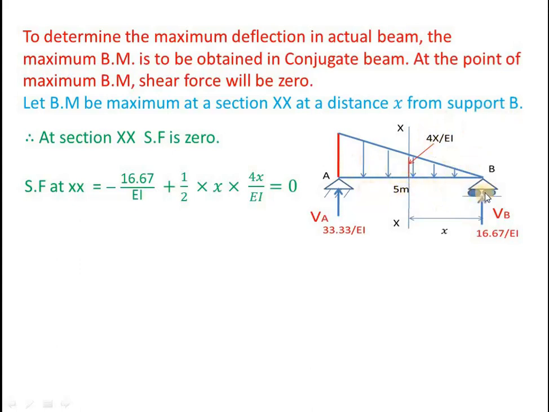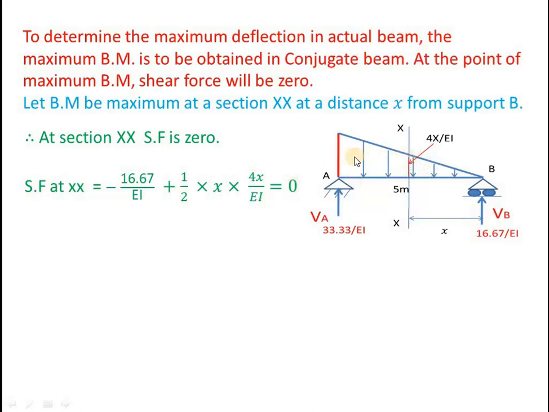Now I am considering the right side. So it is minus 16.67 divided by EI, plus this much load. What is this load? It is half base into height. That is, half, base is x, height is 4x by EI, that is equal to 0.